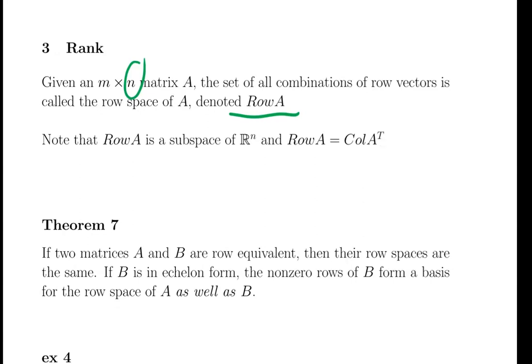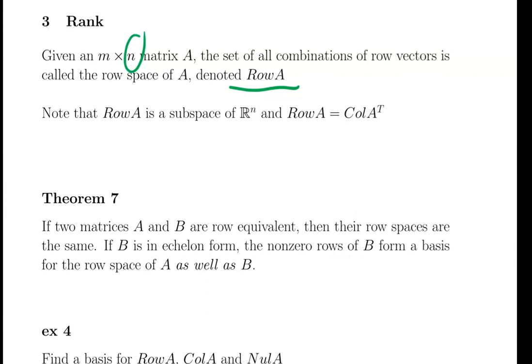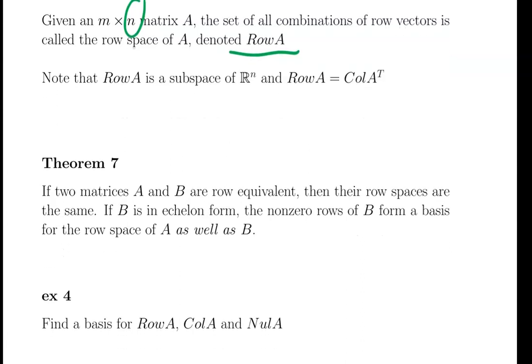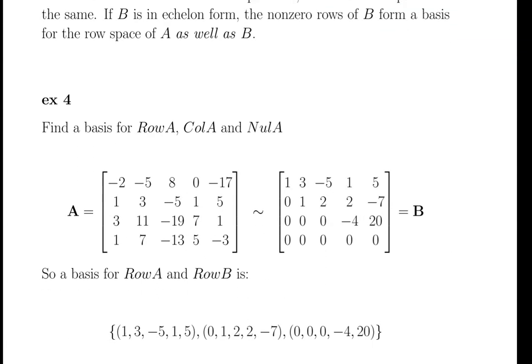So if two matrices are row equivalent, then their row spaces are the same. If B is an echelon form, the non-zero rows of B form a basis for the row space of both A and B. Okay, so row reduction doesn't alter the row space. So let's find a basis for the row space, column space, and null space of this matrix A.